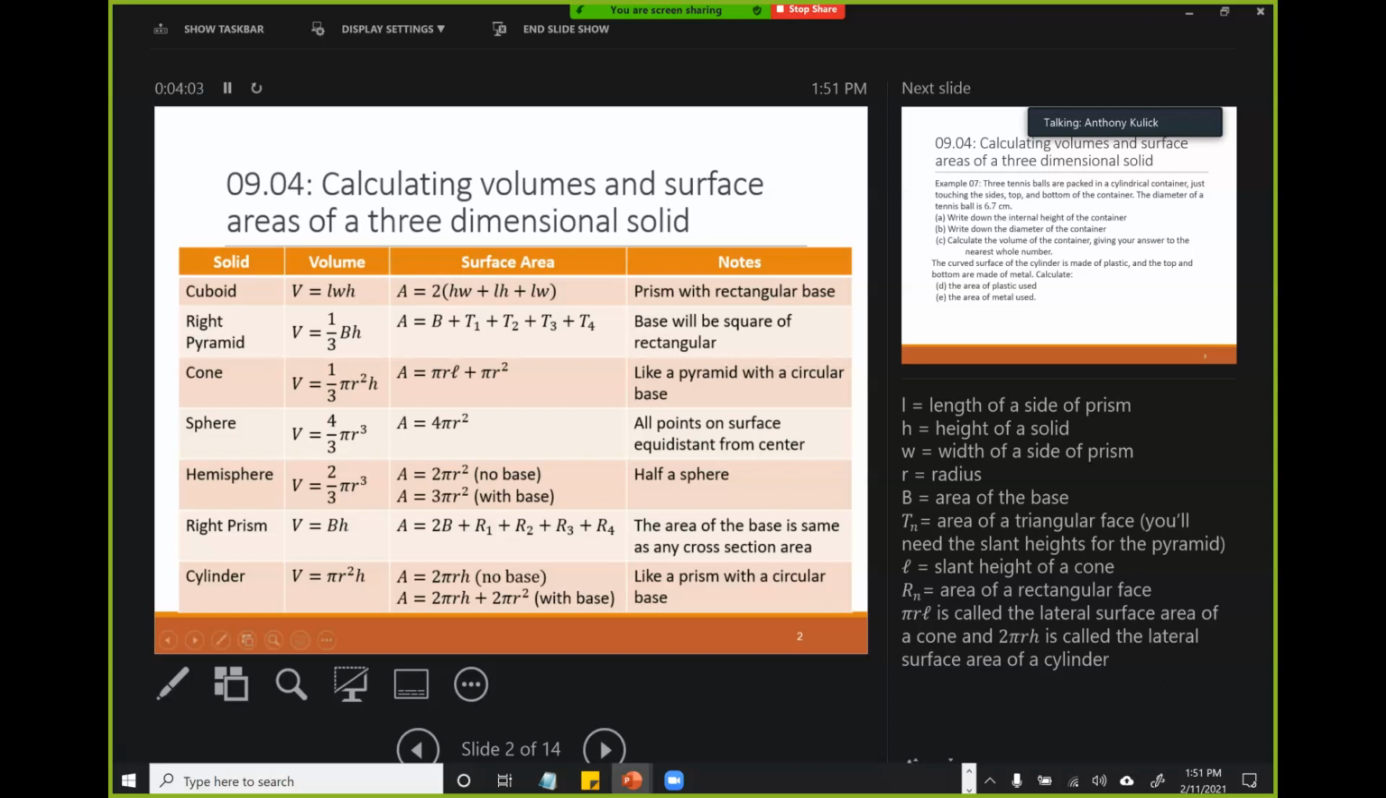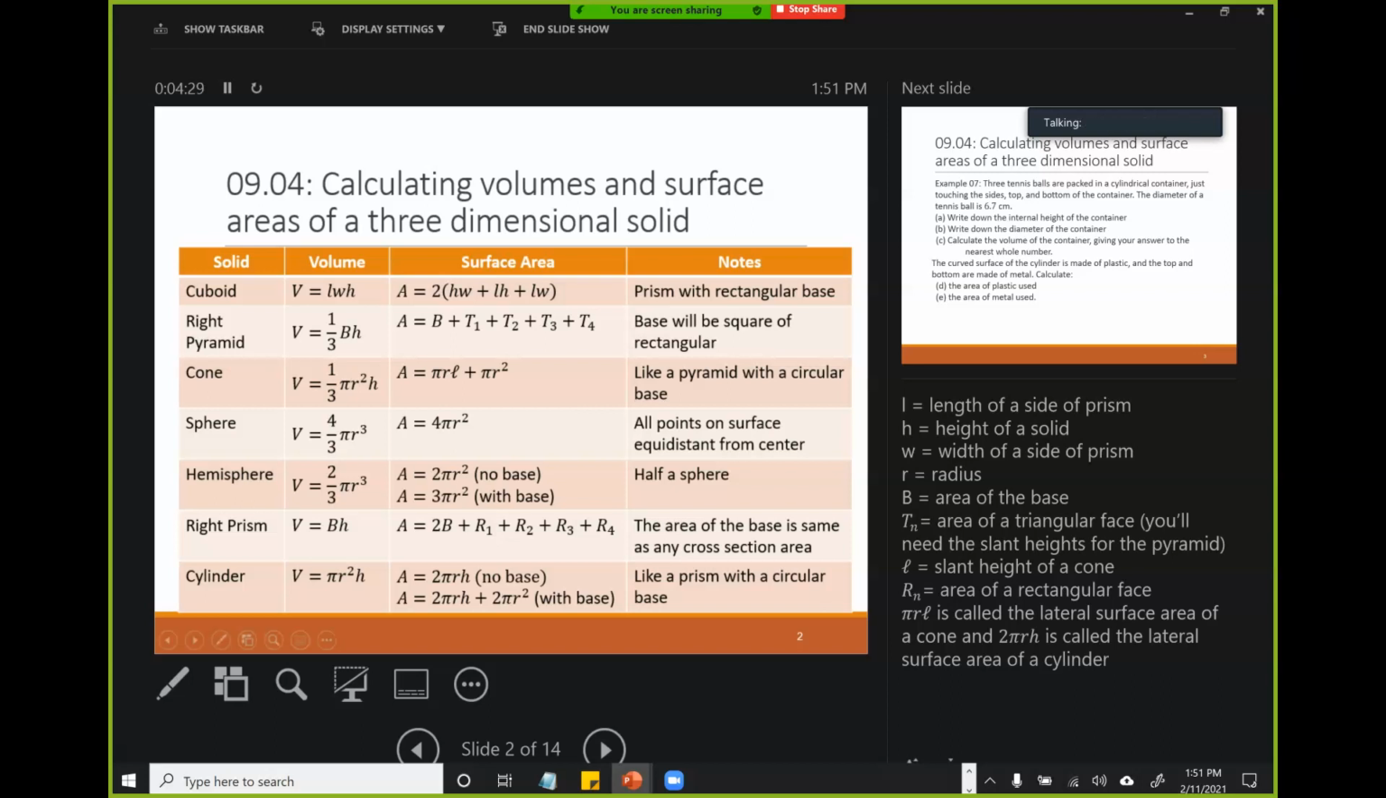So a sphere, the volume is 4/3 pi r cubed, and the surface area is 4 pi r squared. I'm not going to talk about how you derive that formula, because it's actually kind of complicated, and it's not at all obvious in looking at it.